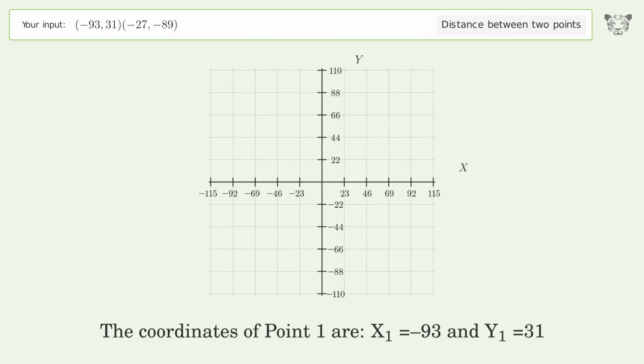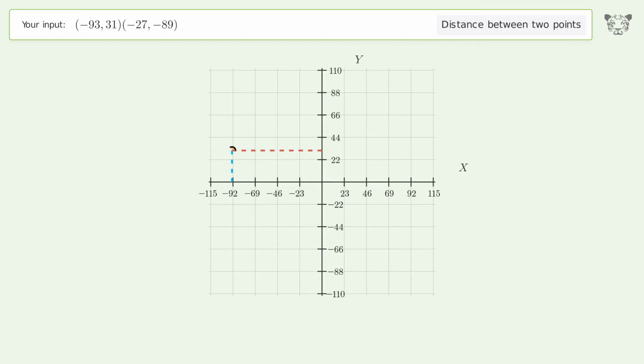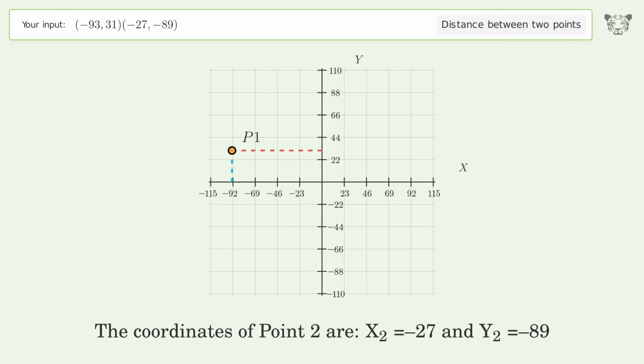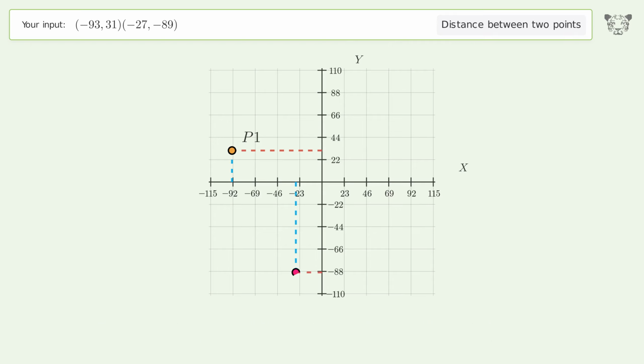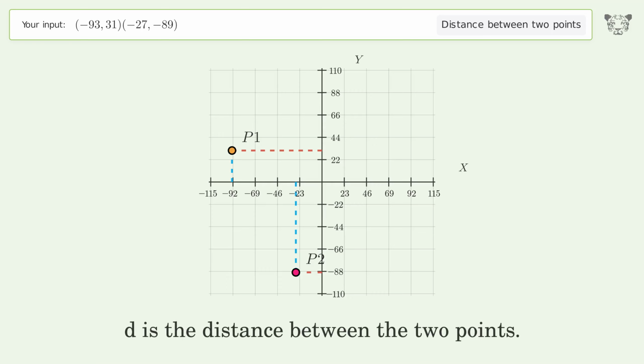The coordinates of point 1 are, x1 equals negative 93 and y1 equals 31. The coordinates of point 2 are, x2 equals negative 27 and y2 equals negative 89. D is the distance between the 2 points.